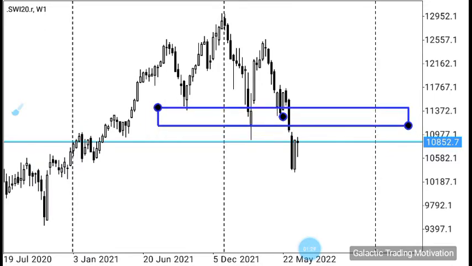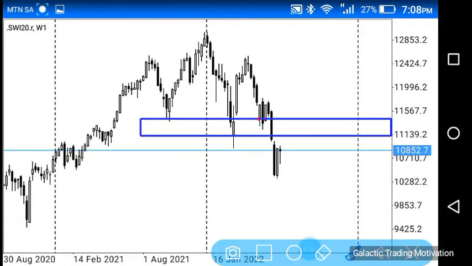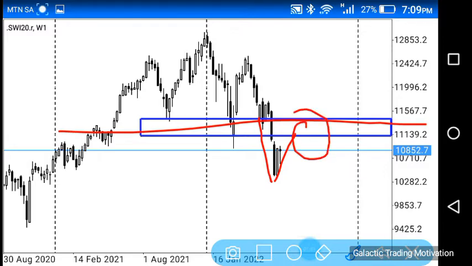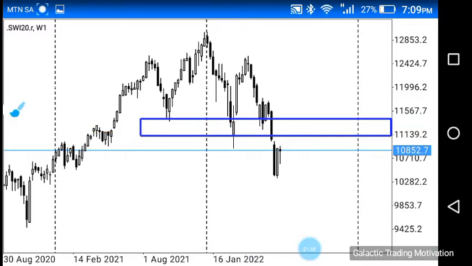And we also saw that price broke below the neckline. Should price get to this point again to retest the neckline, we would look for further selling opportunities. So when price reaches here, we will definitely be looking for further selling opportunities. So let's continue. What else do we see here?